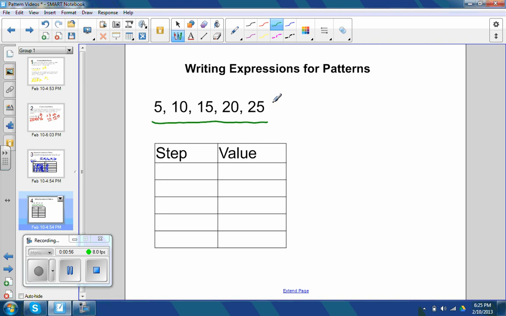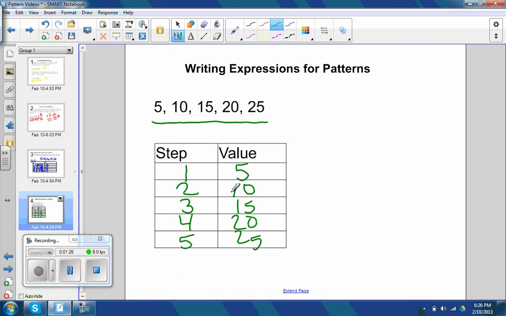I like to look at this in a T-chart, and I'll put the step, like step 1, which would be the very first in the sequence, has a value of 5. Step 2 has a value of 10. Step 3 has a value of 15. Step 4 has a value of 20. And step 5 has a value of 25.